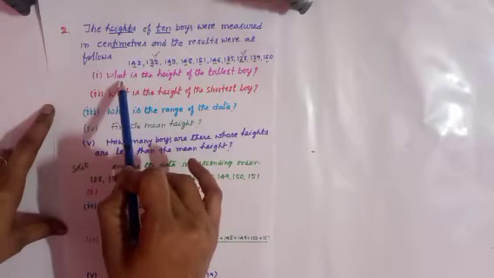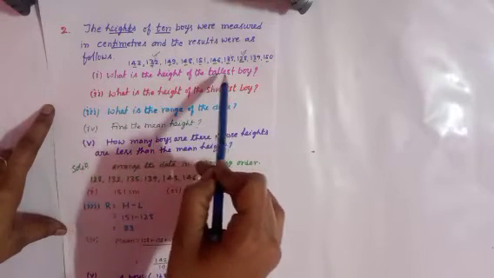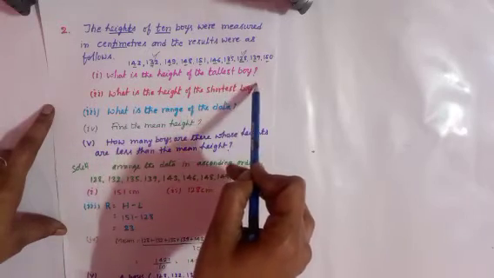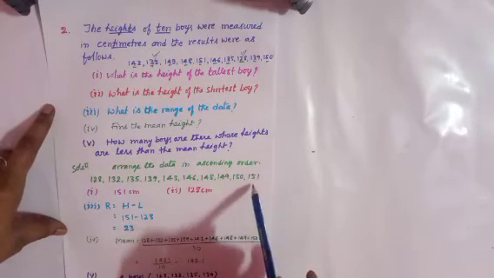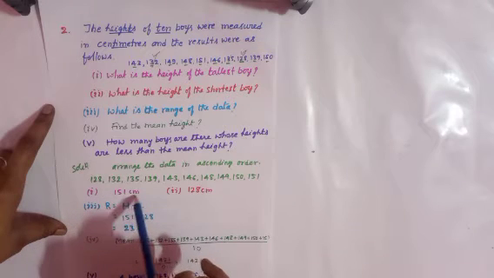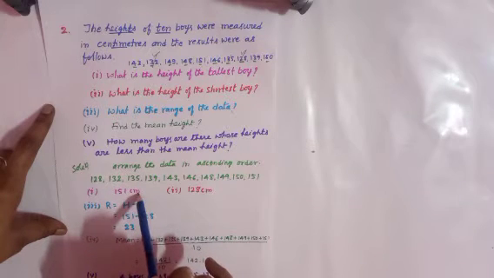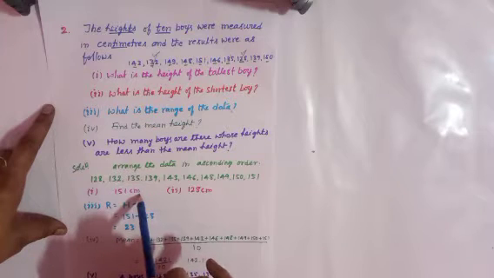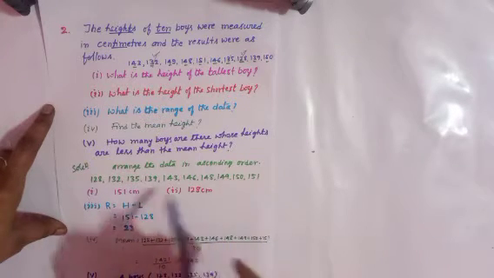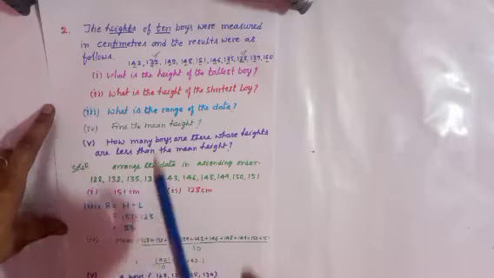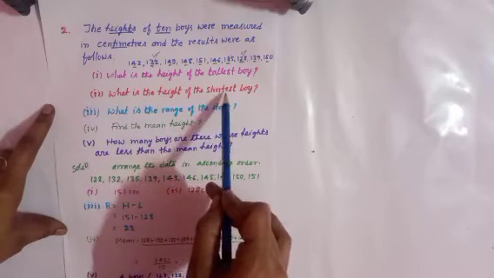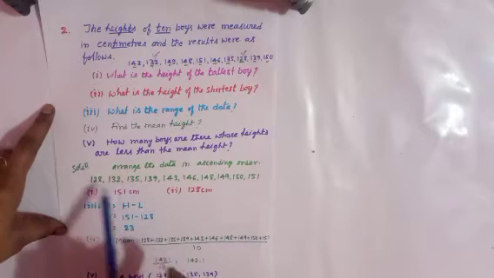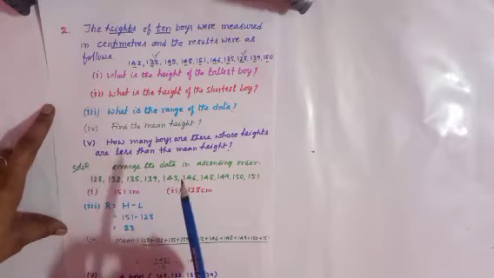So what is the question? First question is, what is the height of the tallest boy? The tallest boy's height is 151 centimeters. So when we arrange the data, it will be easy to answer the question. Next, what is the height of the shortest boy? That is 128. The shortest boy's height is 128.